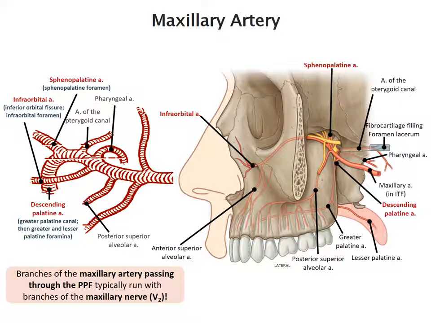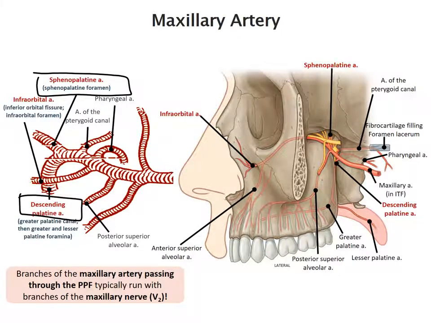Now let's take a closer look at the terminal branches of the maxillary artery. After coursing through the infratemporal fossa, the maxillary artery enters into the pterygopalatine fossa via the pterygomaxillary fissure. Once inside the pterygopalatine fossa, the maxillary artery gives rise to 6 different branches. Of these branches, 3 are of greatest importance. The maxillary artery will terminate as the sphenopalatine artery, shown here, and the descending palatine artery.